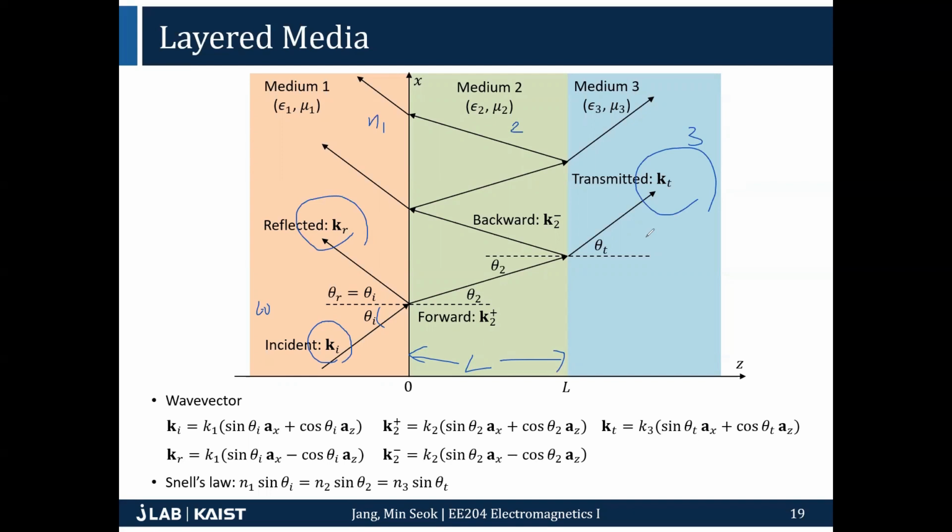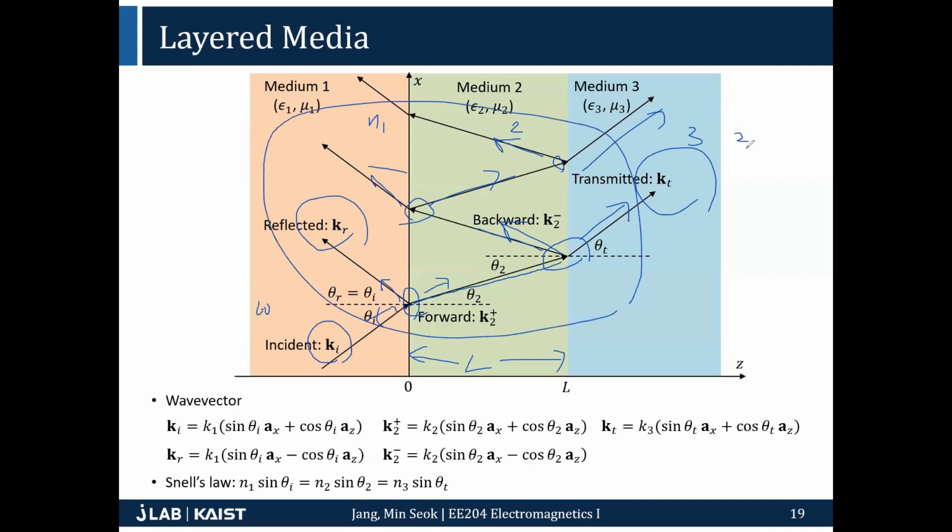This problem is not an easy problem, right? Because it's not just one reflection event, but the transmitted light undergoes reflection here and transmission here. And the reflected light undergoes another reflection and transmission. And this light undergoes another transmission and another reflection, and so on and so forth, right? So we can deal with this situation in 2 ways. First way is to track everything.